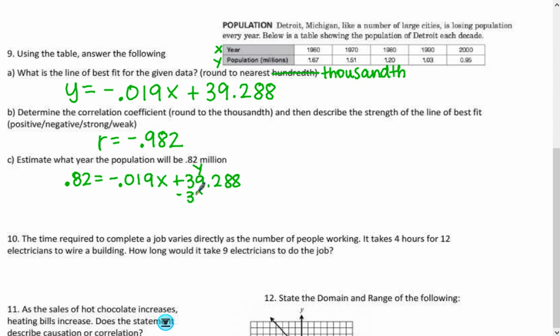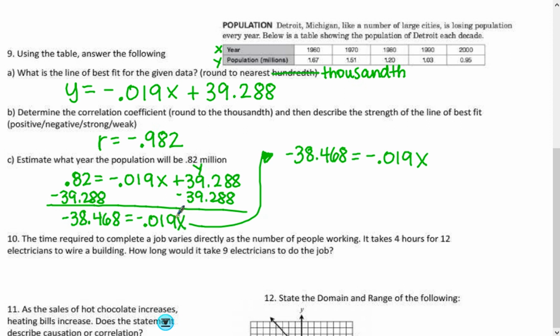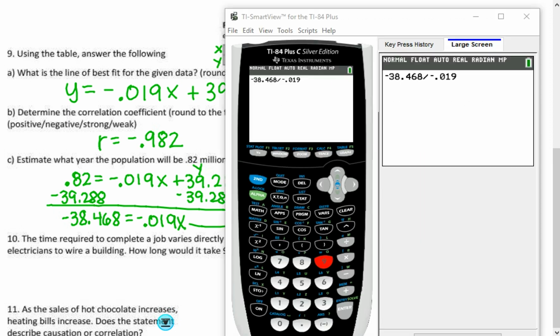So I'm going to subtract this first. Alright, so first I subtracted this to the other side. I ended up with this. And now I moved it up here. My last step is going to be to divide both sides by negative 0.019. So we would get X equals, let's see, type that into my calculator, and we would end up here, 2024.632.